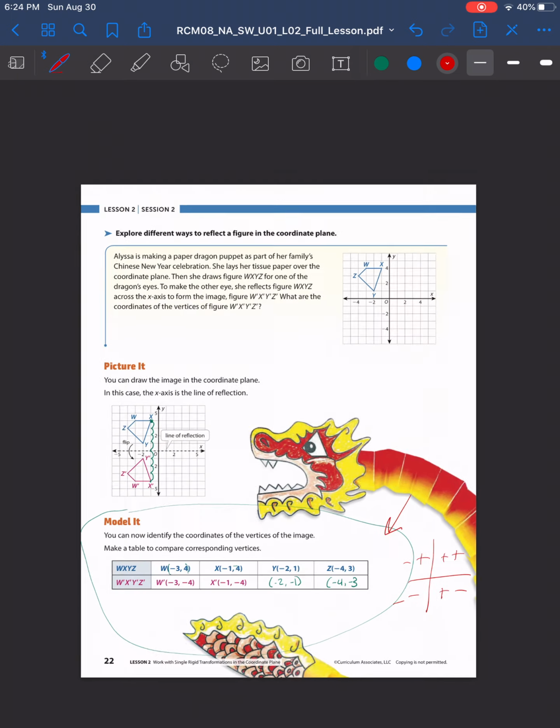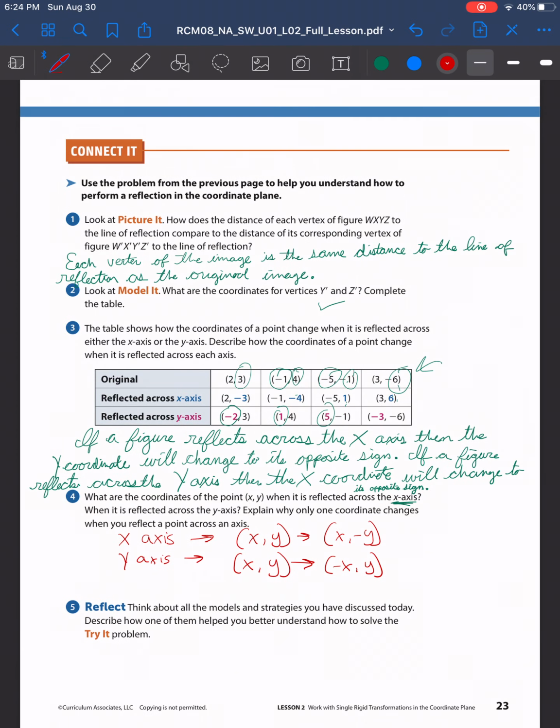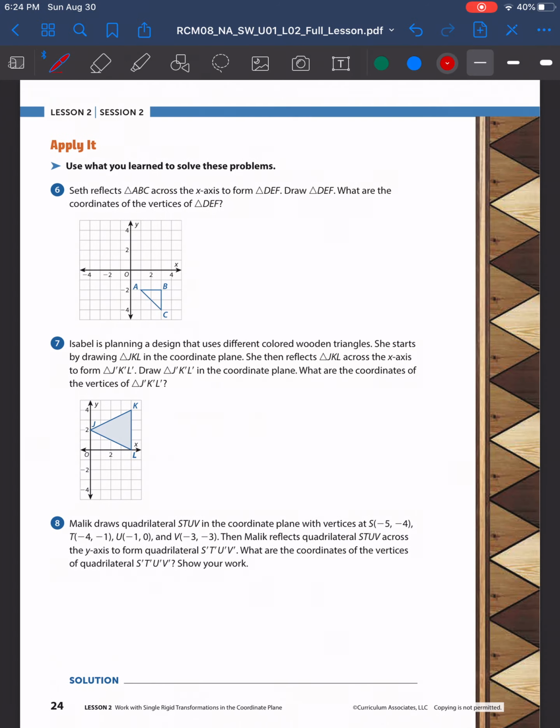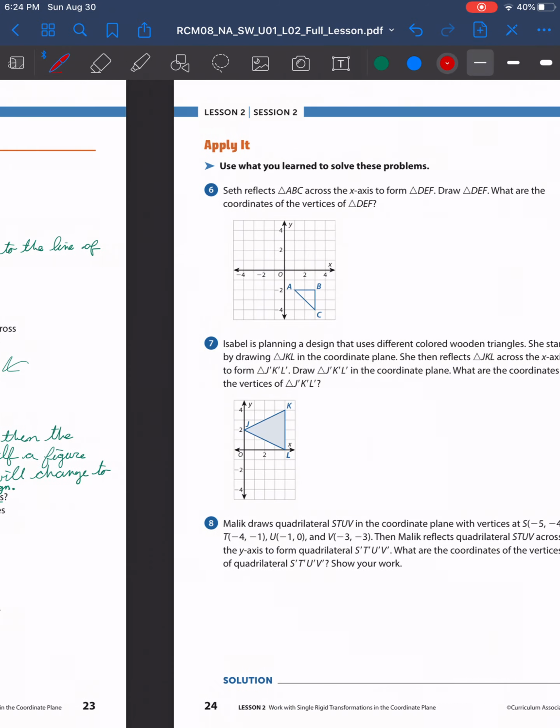Okay, so explain to me, which one do you prefer? Do you prefer to draw it out yourself, counting the jumps and then finding the coordinates? Or do you like thinking of it more mathematically, where you know that some are going to be negative, some are going to be positive? Okay? All right, last page.